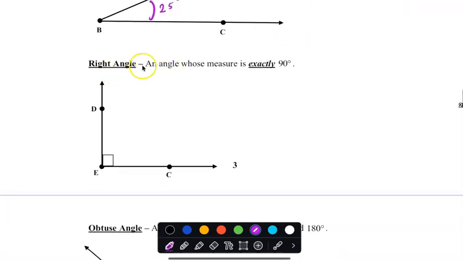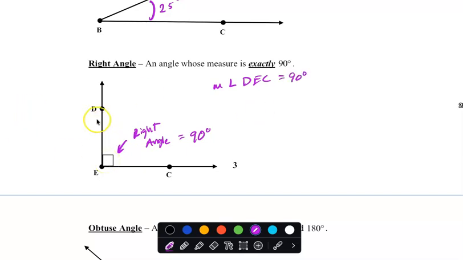A right angle means exactly 90 degrees. So it has to be exactly 90 degrees, like the corner of a wall. If you see this mark, that mark means it's a 90-degree angle. Anytime you see that right angle mark, we know it equals 90 degrees. We can also write this as the measure of angle DEC, or just E is also fine, is 90 degrees.